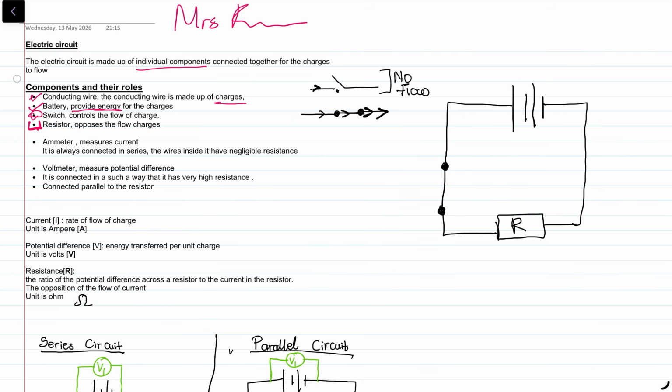And then next up we have what we call an ammeter. So what does an ammeter do? An ammeter is there to measure current. Because your ammeter is there to measure current, it means that it should be along the pathway of the circuit.